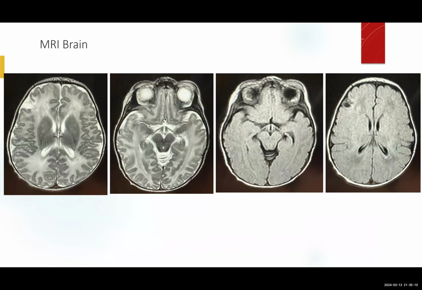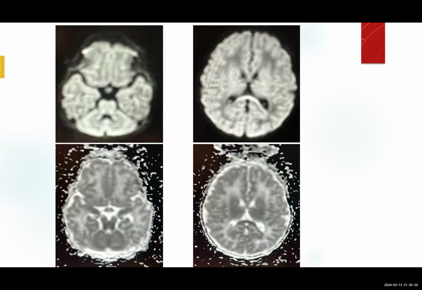We went on with an MRI. The MRI brain shows myelination appropriate for age and no obvious cortical or gyral malformation. You can also see frontal gliotic changes. On diffusion weighted imaging, the brainstem and splenium of the corpus callosum showed diffusion restriction.